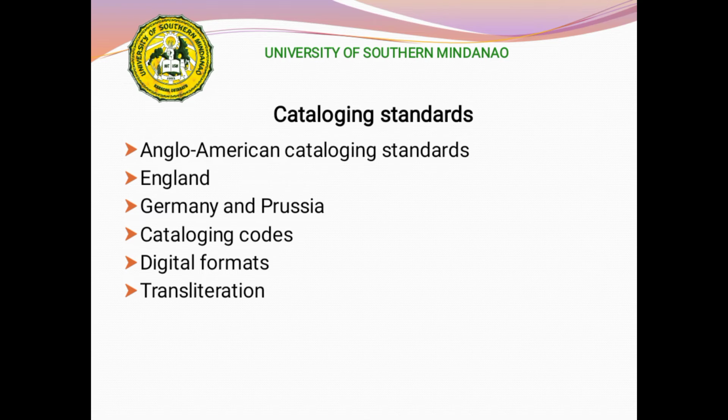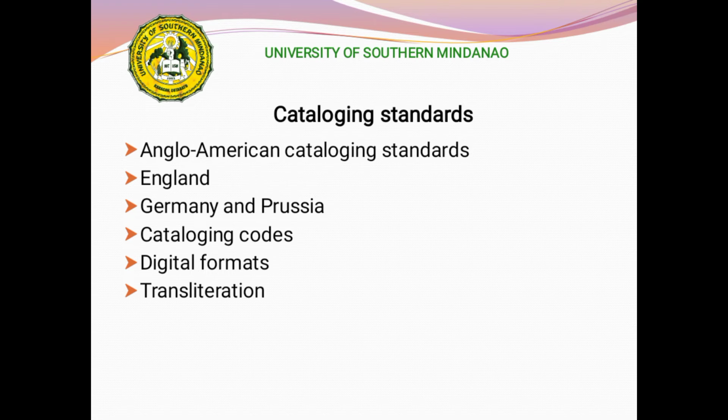And the next is England. The Bodleian Library at Oxford University developed its cataloging code in 1674. The code emphasized authorship, and books by the same author were listed together in the catalog.